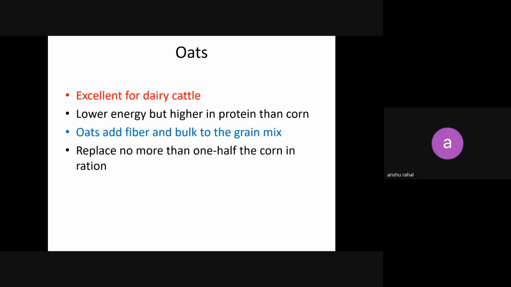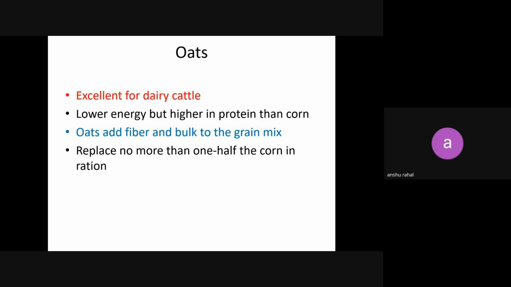If the fiber content is less, then the microbes which are present in the rumen won't be able to get their nutrients. And in such cases, the microbial protein production will be low. And this will affect the overall nutritional requirement of the animal.